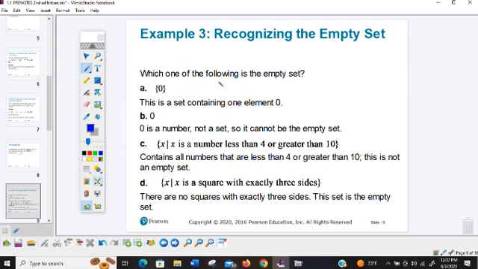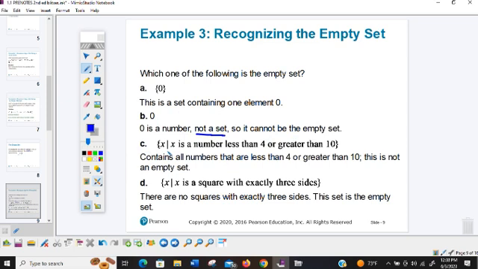So the next example says, which of the following is an empty set? So on A, they gave us a bracket with a 0 in the middle. That is not empty. That is a set that contains the element 0. Part B just gave us 0. 0 is a number. This is not even a set, so it cannot be an empty set.